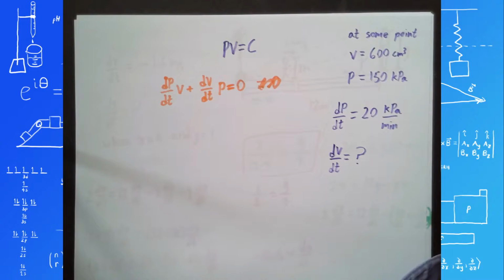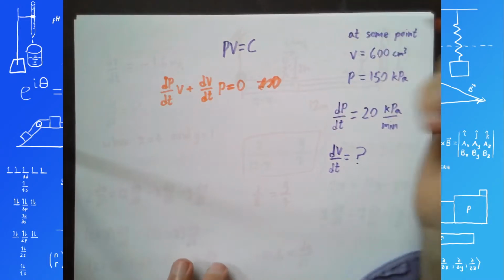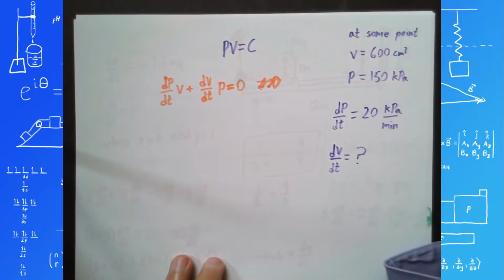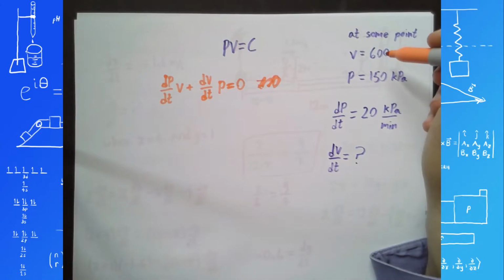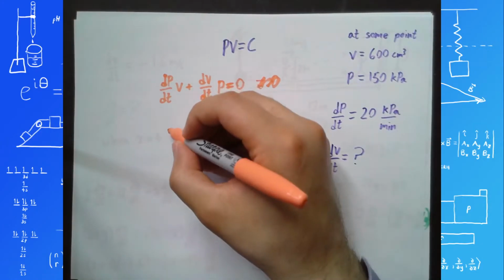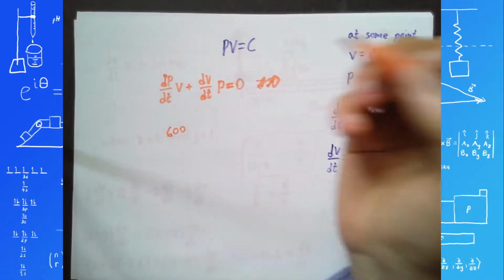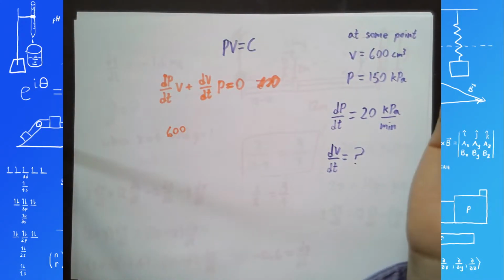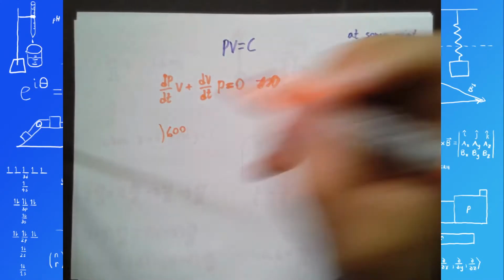Alright. That's all we need, so the rest is just plugging in the numbers. Let's see, we've got a volume of 600. Yeah, I don't know why this one was marked in red then. dP/dt is positive 20.